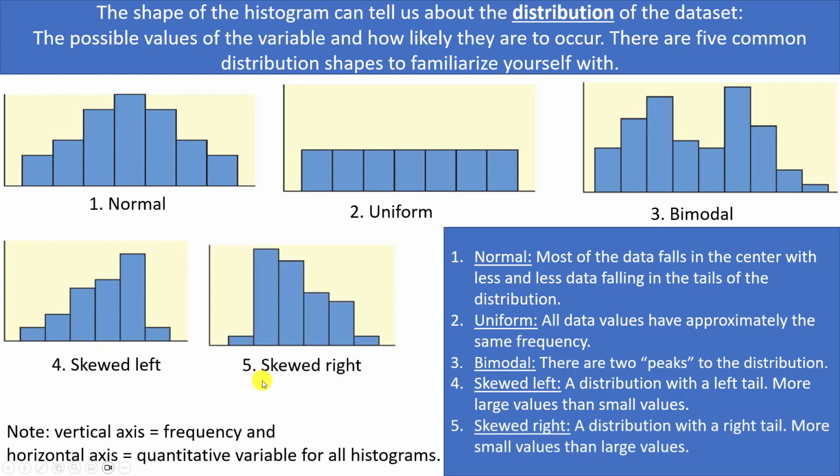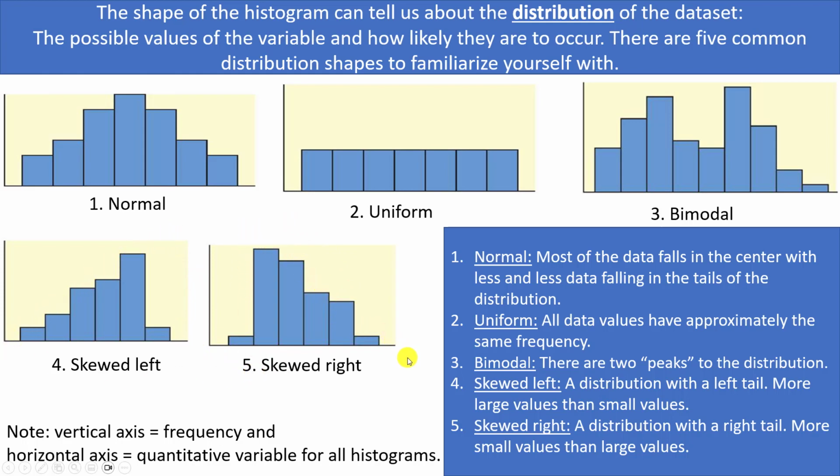Or if we had a skewed right distribution, as we move towards the right, the bars are going to start to get smaller. It's very common for students to mix these up. A lot of times people think that skewed left means that maybe the higher bars are on the left-hand side. But that is not the case. Skewed left means we diminish as we move towards the left, and skewed right means we diminish as we move towards the right.